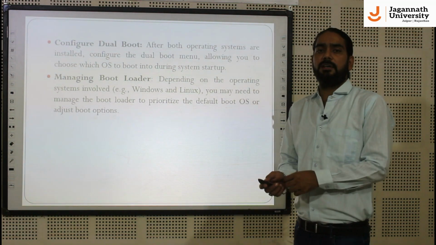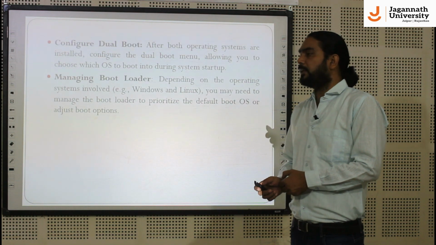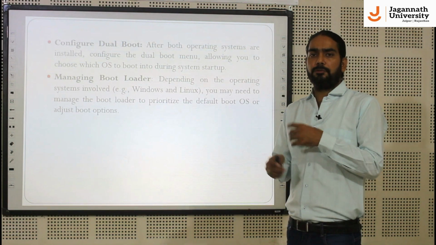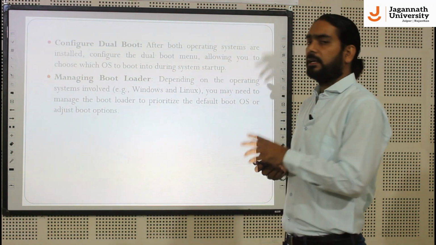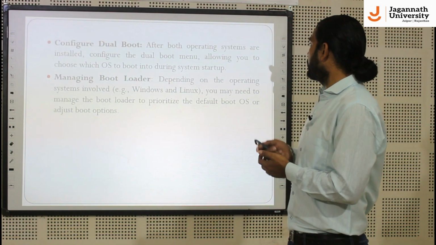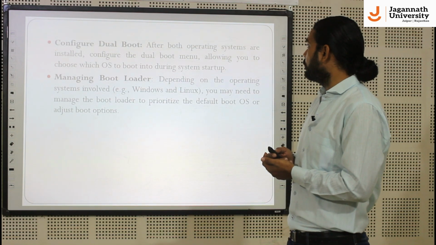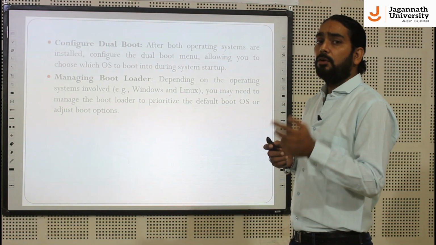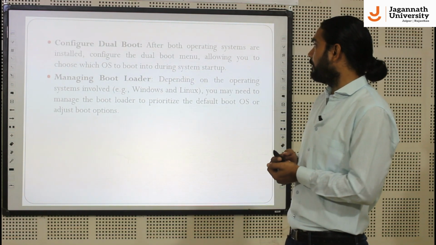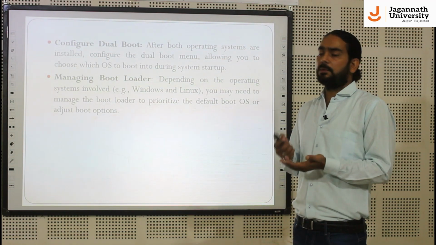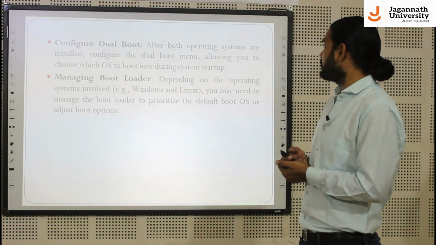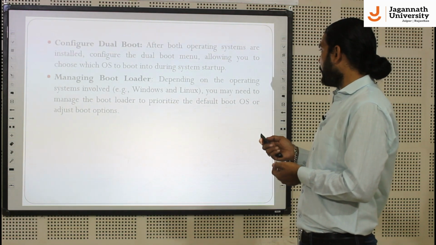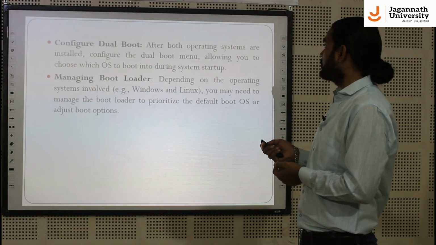The last step is configuring dual boot. Booting is basically a process that starts when we start our computer, and the default operating system that we choose will start. After both operating systems are installed, configure the dual boot system, allowing you to choose which operating system to use during the system's startup. Then comes managing the bootloader. Depending upon the OS, you can manage the bootloader to prioritize the default OS or adjust boot options.